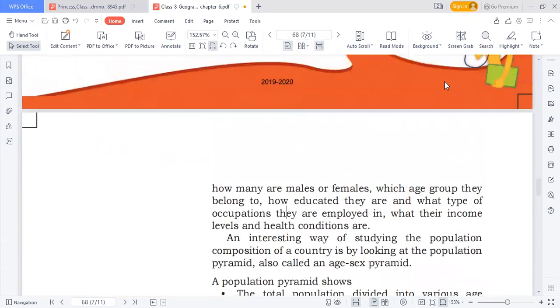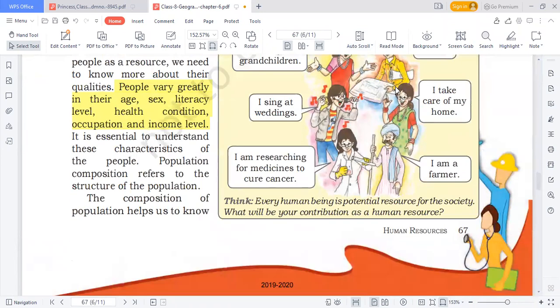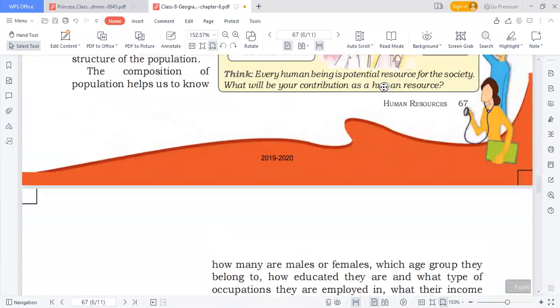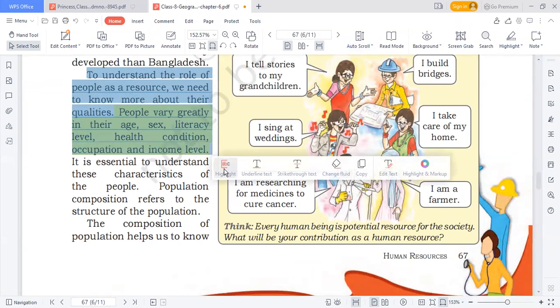What is meant by the... yes, Kathy? Population composition means the distribution of people according to characteristics like age, sex, literacy, etc. This also tells us the numbers of males and females. Very good.